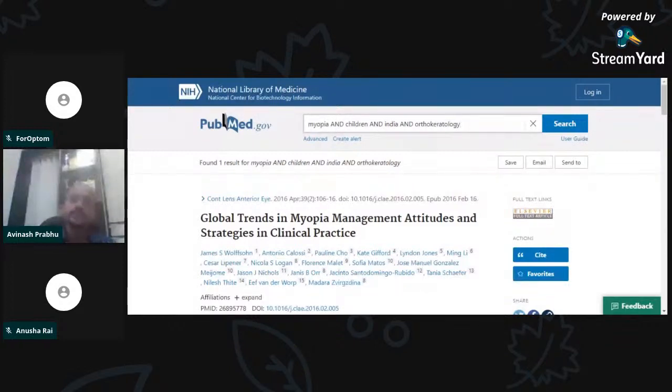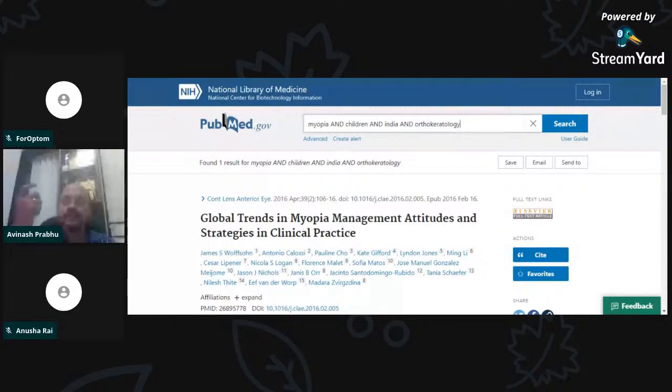Similarly, there are the conjunctions "or" as well as "not", right? This is just a method of how you can do it. There are a lot of online sessions and YouTube sessions on how to do a good PubMed search. You can just check it. It's available there.